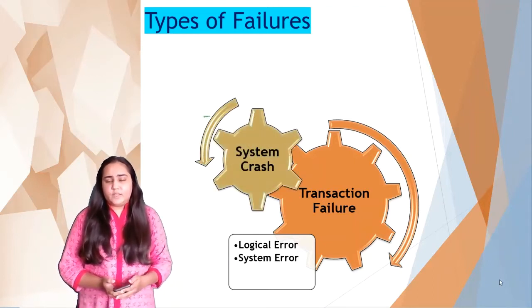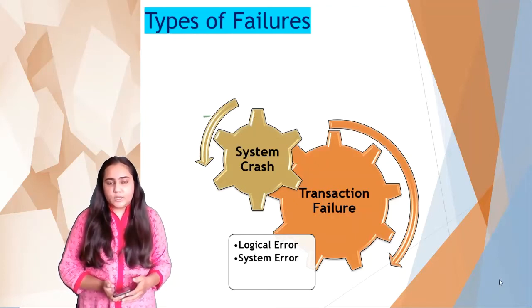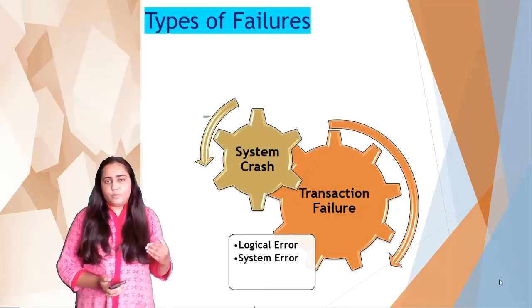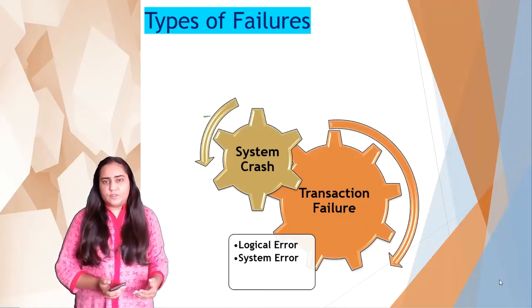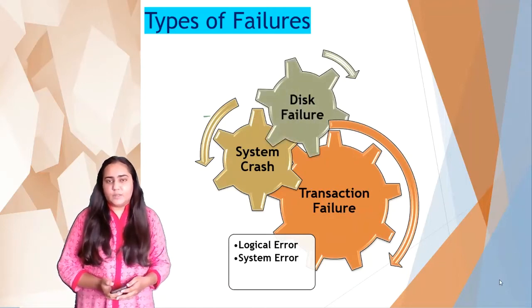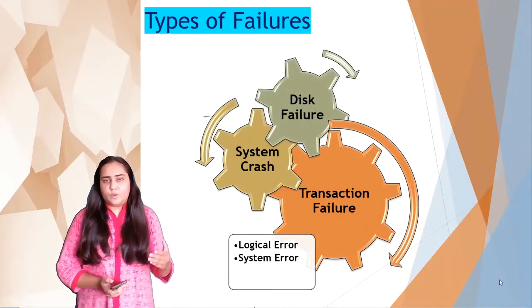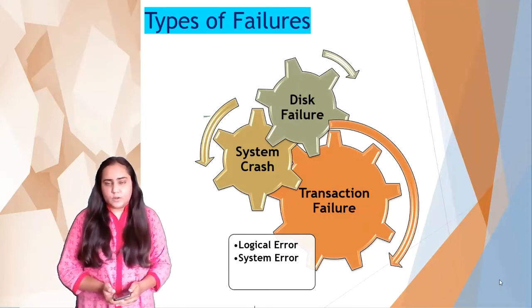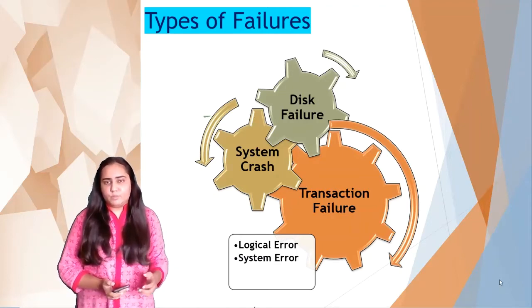The next type of failure that can occur is known as a system crash. A system crash happens when your operating system is affected because of some internal operating system error. The third type of failure can occur because of a disk failure, where your hard drive gets corrupted, and that is why you are not able to fetch your data from the hard drive to the main memory. So these are the types of failures, and failures in a database system always occur, and you need to be prepared to handle these failures. Most database systems have to be prepared to handle failures that can occur in the system.